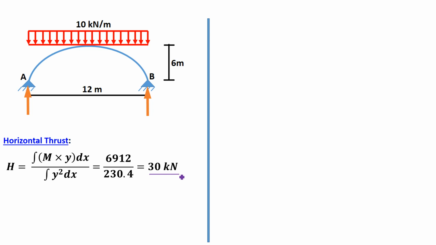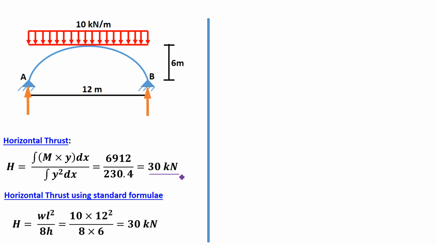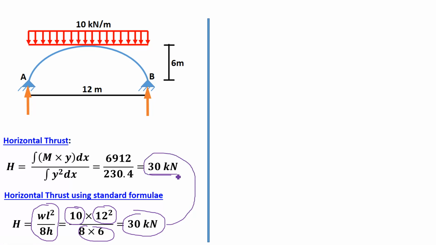Now again, similar to the previous two problems, if you want to verify whether this answer is correct or not, we can verify with the standard formula of horizontal thrust for the UDL case. If a two hinge parabolic arch is subjected to full span UDL, horizontal thrust is equal to WL square by 8H. W is equal to 10, the intensity of UDL, L equal to 12 meter, L square, then 8 into H, H is equal to 6. If you perform the calculation, you will get 30 kilonewton. It means our horizontal thrust value is correct.